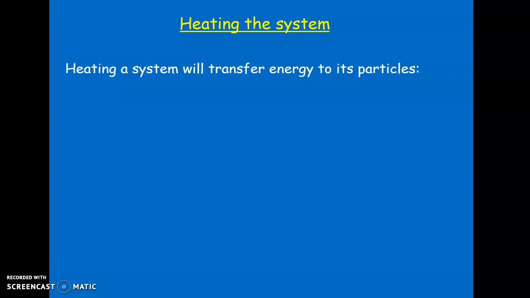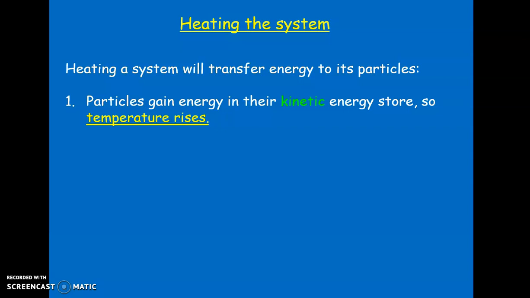Okay, let's think about heating up the system. When we heat up a system, an object or group of objects, we transfer energy to its particles. The energy comes from perhaps the chemical energy store, if it's a fuel that we're using to heat up, or it could come from electrical transfer. Heating is a transfer that transfers energy to the particles. The particles gain energy in their kinetic energy stores. So the transfer happens by heating, and the energy gets transferred into the particle's kinetic energy store. This causes the object's temperature to rise, because the particles in the object or system have gained kinetic energy, they're moving faster, so the temperature rises.